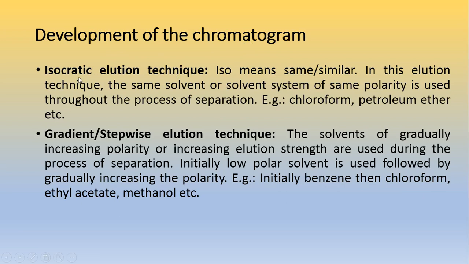There are two techniques: isocratic elution technique and gradient or stepwise elution technique. In isocratic elution technique, we use generally only one solvent or a mixture of solvent throughout the experiment. Means the solvent or mixture of solvent composition does not change throughout the column chromatography experiment, that is called isocratic elution technique. But if we change the composition of our solvent mixture or we change our solvents during experiment, so that is called stepwise or gradient elution.